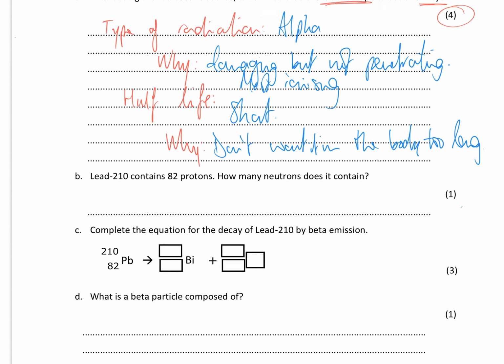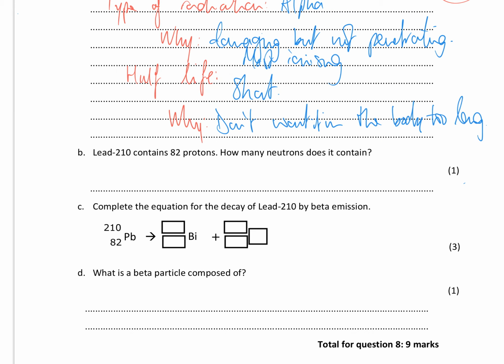Okay, good. Lead contains 82 protons. How many neutrons does it contain? Well, we should simply know that this number here is equal to an addition of the number of protons plus the number of neutrons. So therefore the number of neutrons must be the difference, which gives us 128 as a number. Tick.